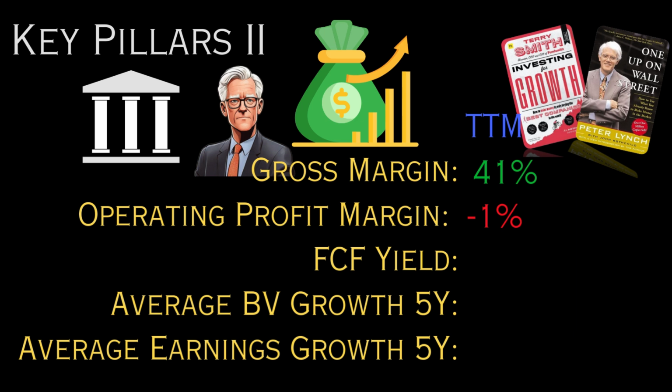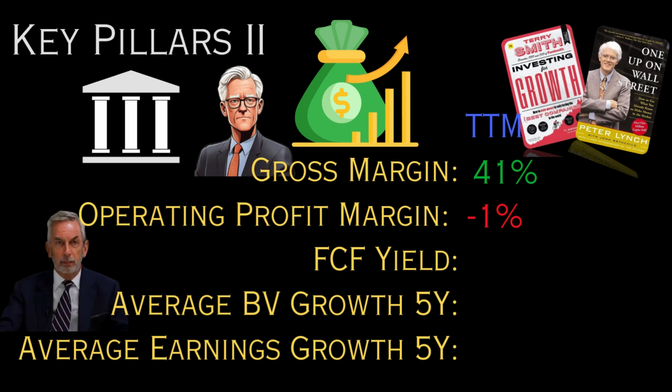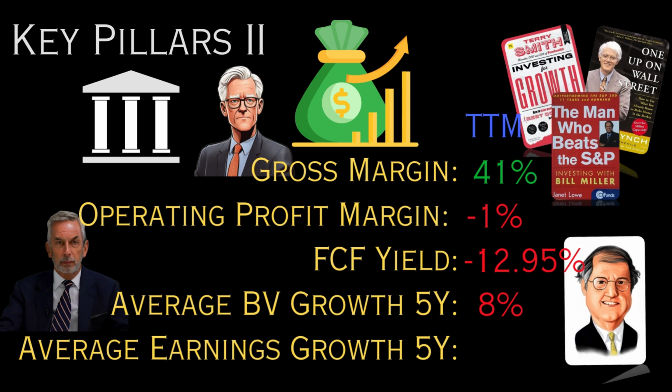For Terry Smith, free cash flow yield provides a more realistic view of a business's financial health and profitability. He typically looks for companies which have a free cash flow yield of 5% or higher. So, at minus 12.95% this looks very poor. As we are potential shareholders, we will now want to look at the average book value growth for the last few years. This is 8%, with the lowest point being last year at 4%. And lastly, Bill Miller believes earnings growth is the biggest indicator to a company's stock price. The average growth for the last 5 years is minus 1%.